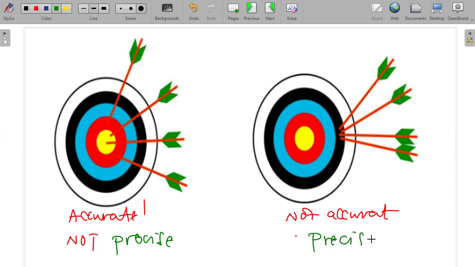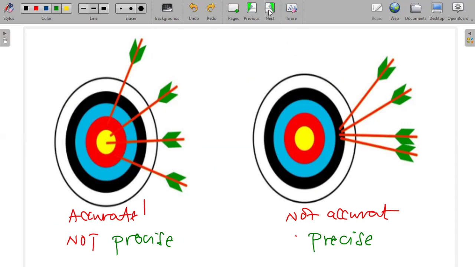So why are they precise? You can see the spot that they are hitting there, it's almost the same. They are hitting at the same target. So this one is not accurate because it's far from the target, which is this yellow spot, but they are precise because they are hitting almost the same position. And then these ones are very close to the spot, so they're accurate, but they are not precise because they are not closer to each other.